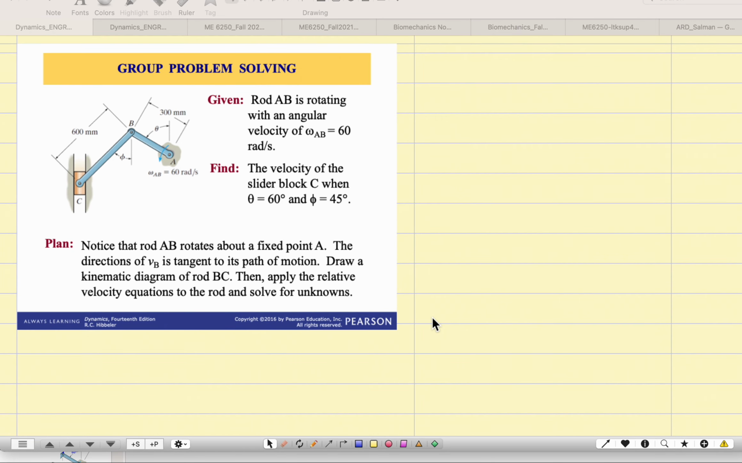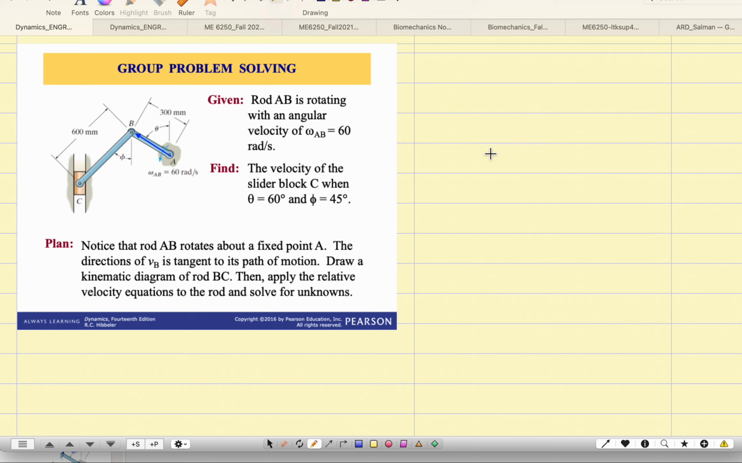Rod AB is rotating with an angular velocity. So the rod AB is rotating with an angular velocity of 60 radians per second. Okay, so this is the rod AB.